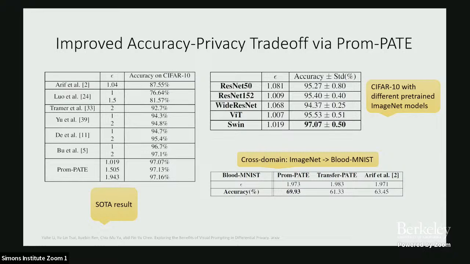We also show something on the cross-domain task. So if you think ImageNet and CIFAR10 are too similar, we can actually do this reprogramming from ImageNet models to do a blood amnesic classification task. And in this case, we are even seeing a more significant gain compared to this standard transfer learning DP-SGD result.